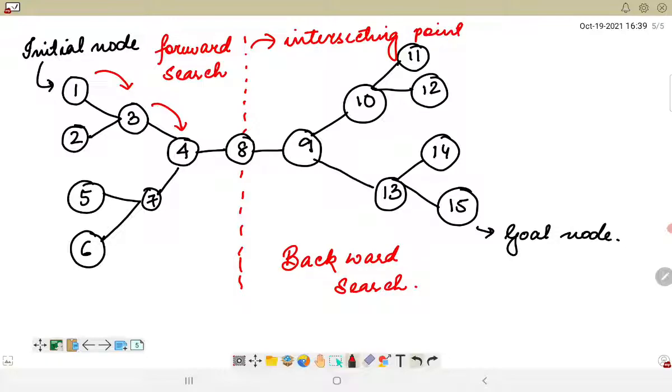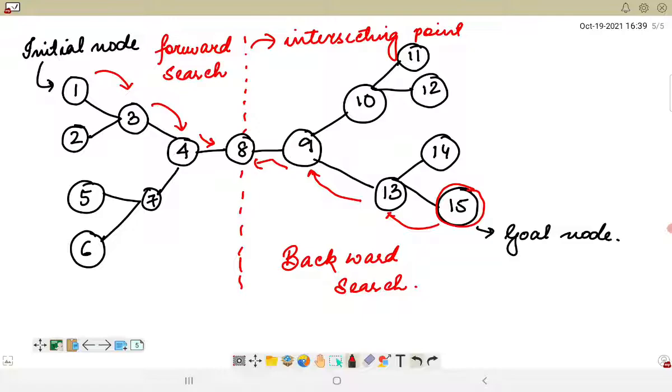And now what happens is, the forward search will take place across this direction and finally reach up to this level. Again, the backward search, which starts from the goal node, will also take a similar approach and reach up to this level. So the entire search space does not need to be traversed.